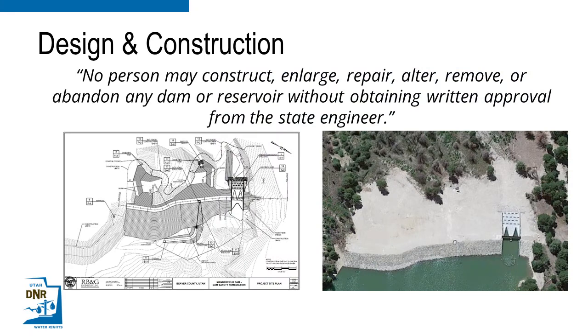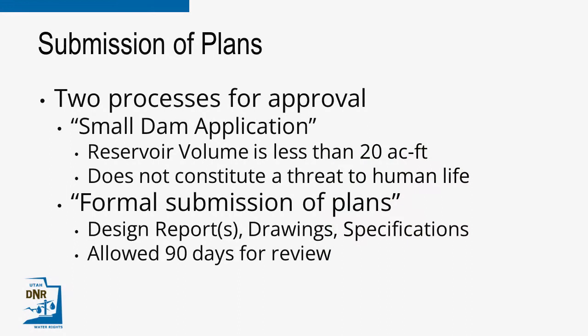Anyone who wants to construct, enlarge, repair, alter, or abandon a dam must have approval from the Division of Water Rights Dam Safety Section before they start their project. There are two processes to receive approval for new dams when submitting plans. There's a simplified application process for dams that meet the following criteria. First, the dam must impound less than 20 acre-feet of water, and second, if the dam were to fail, it cannot pose a threat to human life.